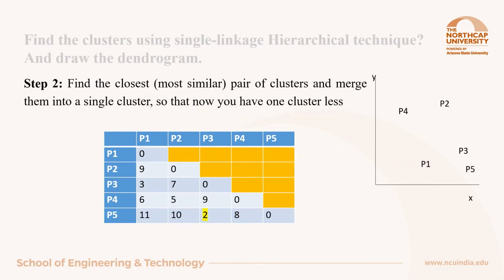Now from this distance matrix, you have to look for the most similar pair of clusters. That means the lowest distance you have to find out, which is 2 here between point P3 and P5, and these 2 points P3 and P5 will be merged into a single cluster, because initially we started with P1, P2, P3, P4, P5 as individual clusters, as 5 clusters, and as the distance between P3 and P5 is lower, we'll merge them into a single cluster.